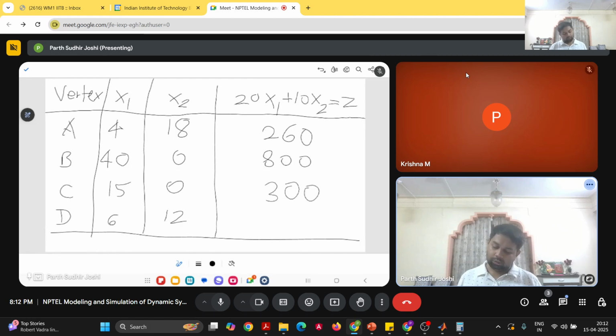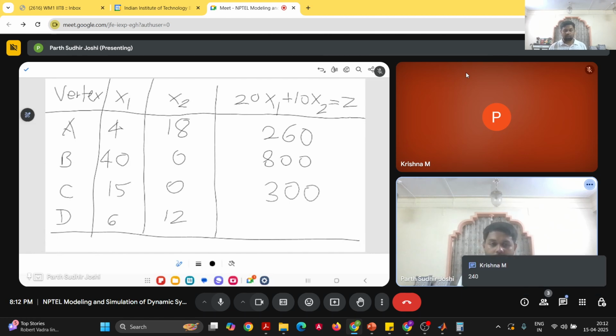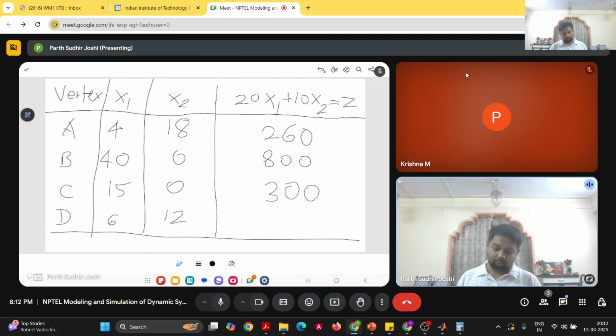And what about for vertex D? What will be the objective function value? Okay, so it will be basically 20 into 6, which is 120, plus 12 into 10, which is again 120. So it will be 120 plus 120, which is 240. So you are correct.